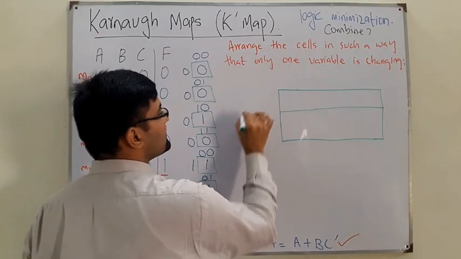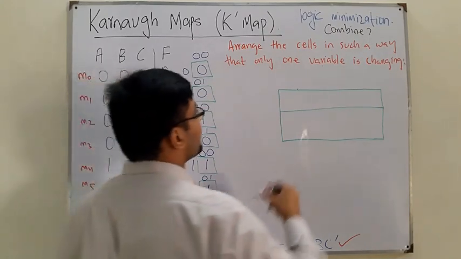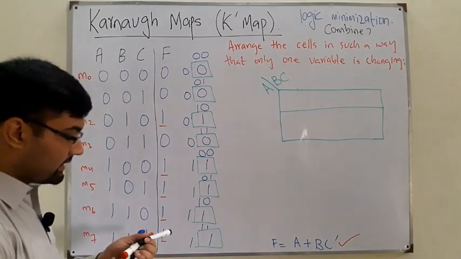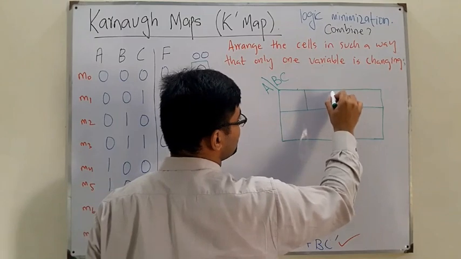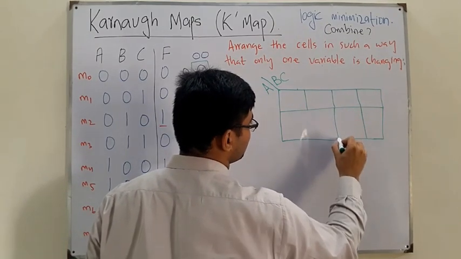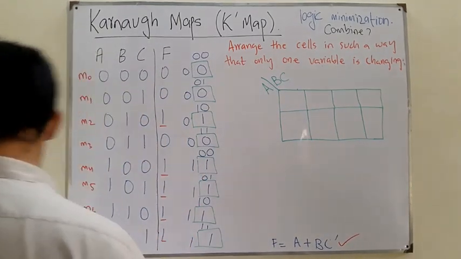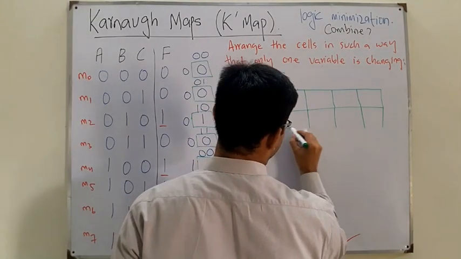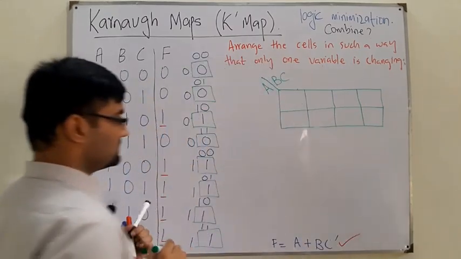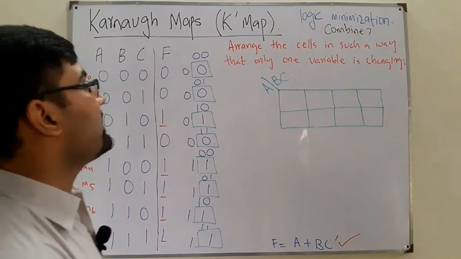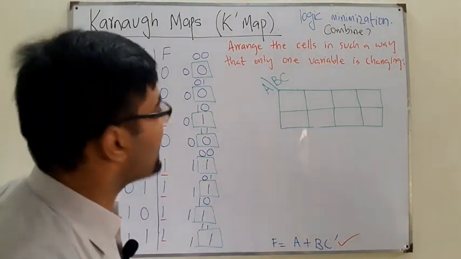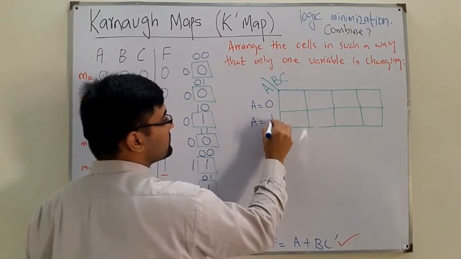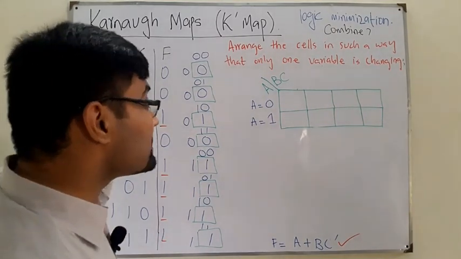All right. Now in the upper one, I told you already that over here we have the A, and to the right side we have B and C. Now you divide them into fours: 1, 2, 3, and 4. If you think this is a little bigger, I can make it smaller. Now how do we fill? Arrange these cells in such a way that only one variable is changing. Now A, let's say in this row we have A is equal to 0, and for the lower row we have A is equal to 1. That's fine. Now B and C, we do that in a combination form.